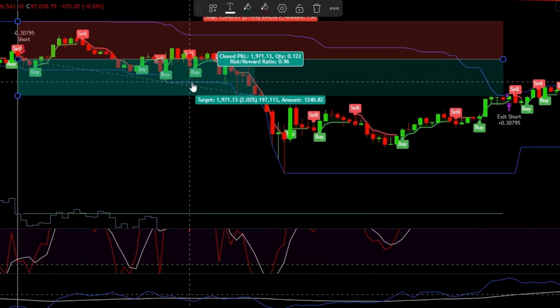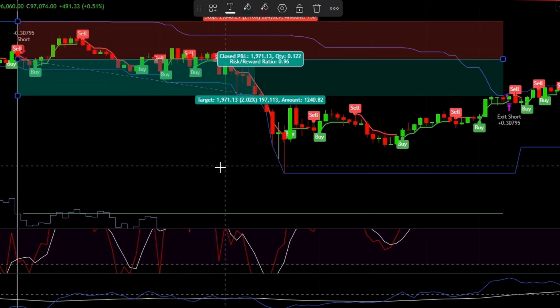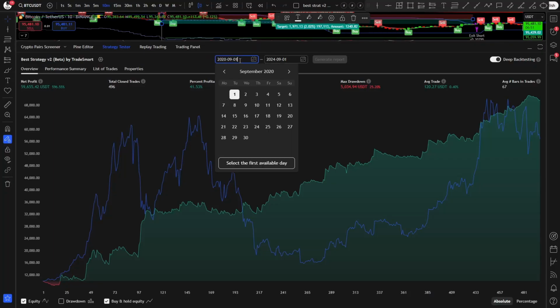I know it seems that it would have been better to exit here, but don't forget that I optimized this strategy and in the long run, these settings work the best. Talking about the optimization, now let's see the backtest results for the last 4 years. So I optimized the strategy from the 1st of September 2020 till the 1st of September 2024. So this is a 4-year optimization time interval.